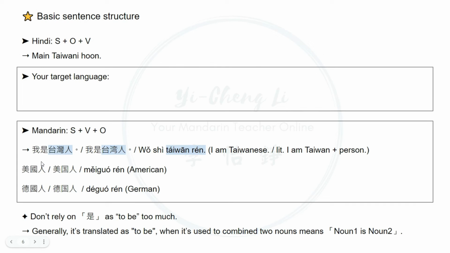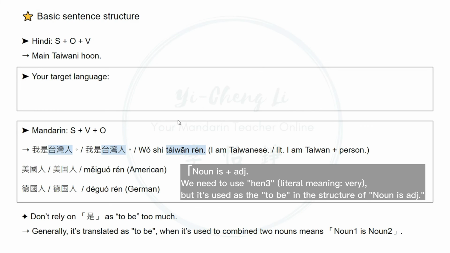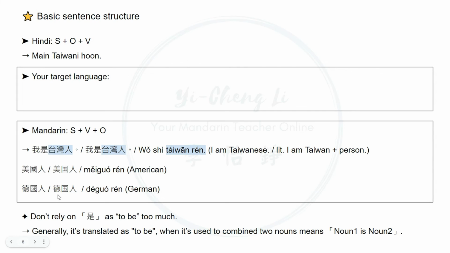That is the structure. But if you want to say noun one is beautiful, noun one is tall, noun one is short, this is not the structure or the word you're going to use. You are not using 是 in this case. That's why do not rely on this too much as the English "to be" structure and pattern. So we're going to keep it minimal and essential, as we talked about in LLT number 1.